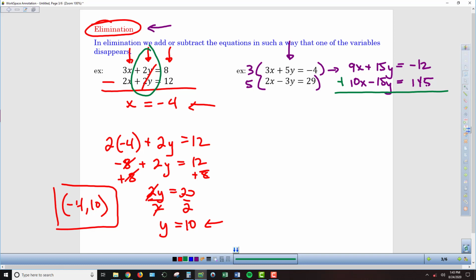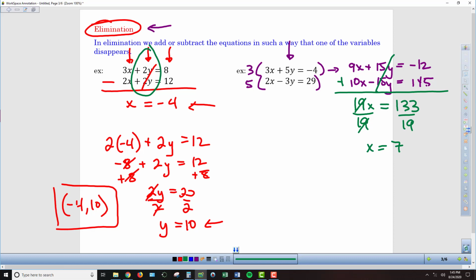So I've got 9x plus 10x gives me 19x. The y's indeed cancel out, and that leaves me with 133 over here. So then we just need to divide both sides by 19, and if we need it, we can push buttons on our calculator to help us out, and so we get x equals 7. So that's half of the way that we need to get to our answer.